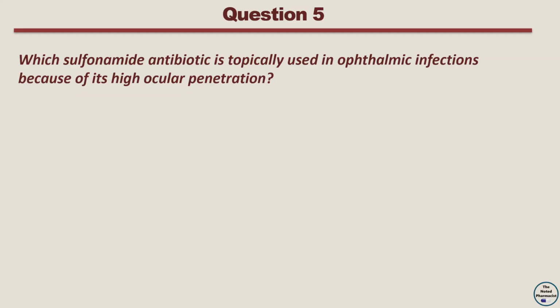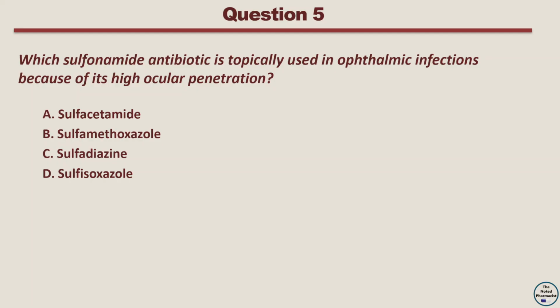Question 5. Which sulfonamide antibiotic is topically used in ophthalmic infections because of its high ocular penetration? Option A. Sulfacetamide. Option B. Sulfamethoxazole. Option C. Sulfadiazine. Option D. Sulfisoxazole. Option E. Sulfadoxine.